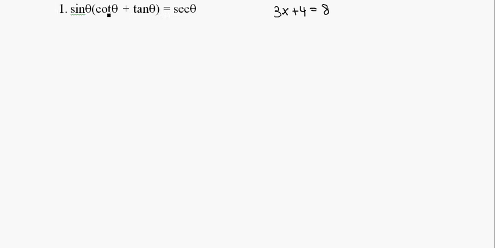Some techniques to keep in mind is you want to always work on one side of the equation or the other. You can't work on both. By that I mean you can't multiply both sides of the equation by something. You can't cross multiply, which really wouldn't apply to this problem here. You can't add or subtract something from both sides of the equal sign. So you always need to just stay on one side.